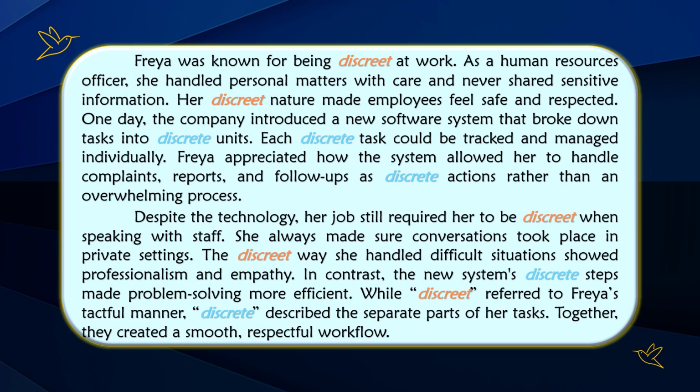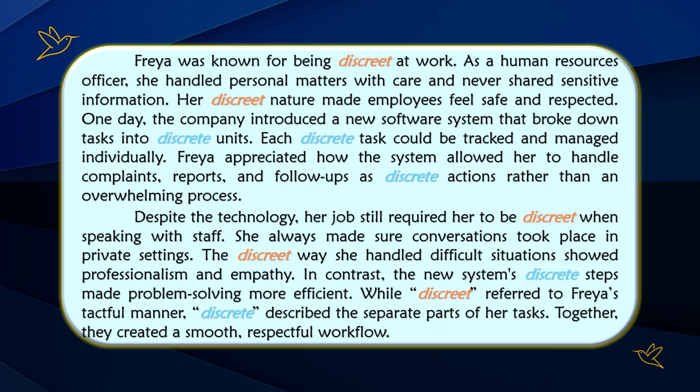Read the text carefully, identifying where each meaning applies. Focus on how each form fits within the overall context to convey its meaning. Freya was known for being discreet at work. As a human resources officer, she handled personal matters with care and never shared sensitive information. Her discreet nature made employees feel safe and respected.